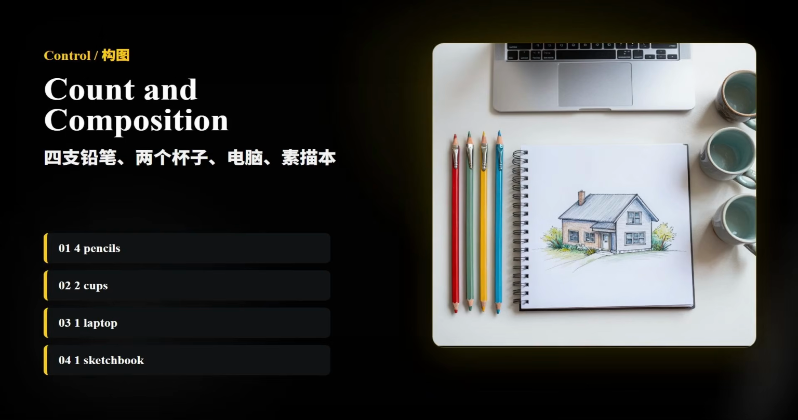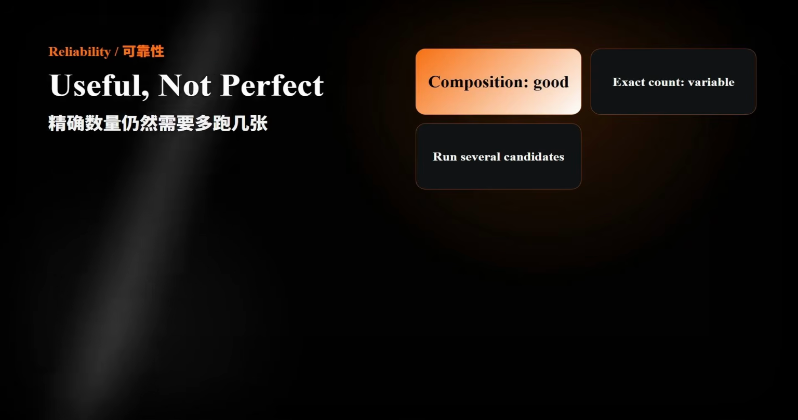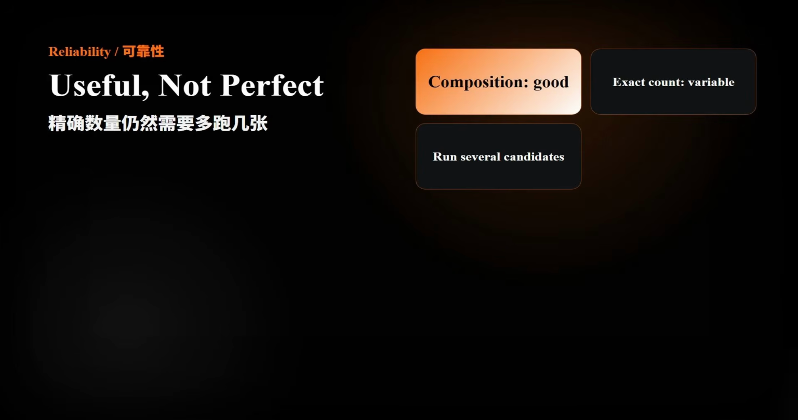Finally, let's look at quantity and composition control. For example, the prompt here describes a clean overhead product photograph. On a light gray desktop, there are exactly 4 pencils, 2 ceramic cups, 1 silver laptop, and 1 square sketchbook. All the objects have clear spacing between them, and there are no extra items. We can use this test to observe whether the model can generate accurate quantities and the relationships between objects according to our requirements. My conclusion is that Lens can understand this kind of request, but it cannot guarantee perfect accuracy every time, especially when it comes to precise quantities.